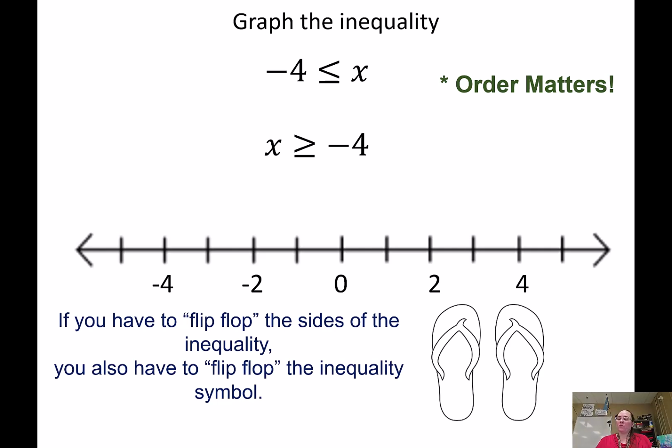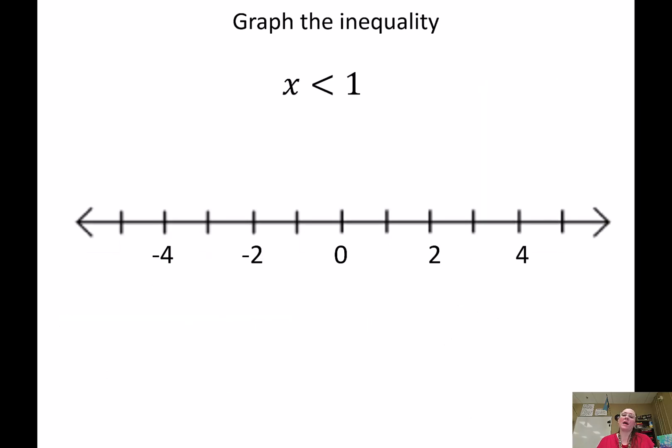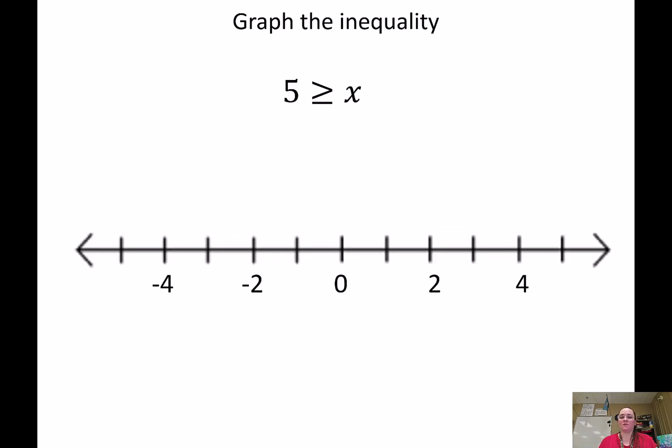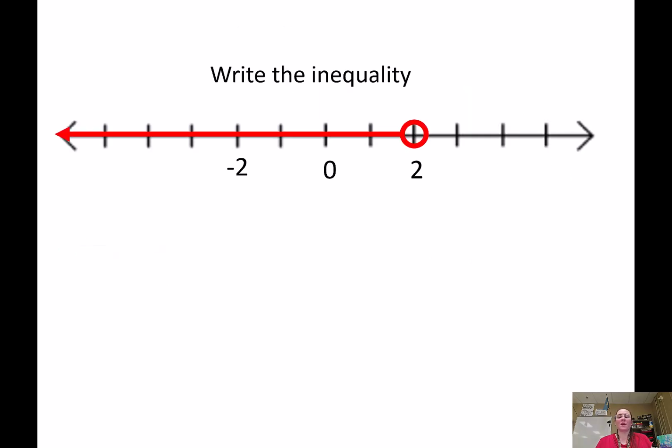So first thing we need to look at, is it equal to? If so, I'm going to use a closed circle. So in this case, we're equal to -4. Okay, but x is also greater than -4. So again, we're shading to the right. Okay, x less than 1. All right, I want you guys to answer this one on your own. All right, now let's move on.